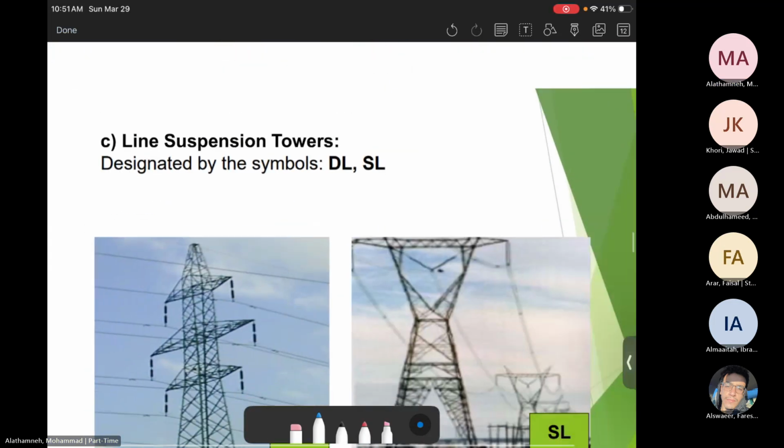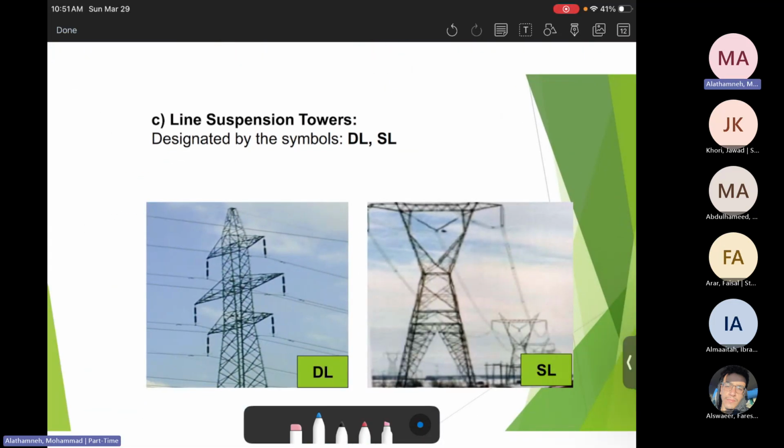Now, the other classification, the suspension tower. We call it L, from line. So we have DL, SL, or QL. Or you can say 4DL, 4SL, 4QL if you are talking about 400 kilovolts. Okay?